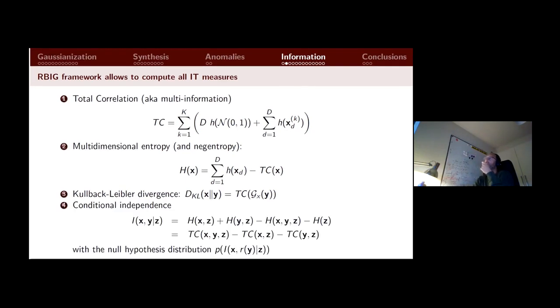And the fourth one, yes, you can also reuse the previous quantities, the TCs in particular, and reuse the standard definition of entropies to compute conditional independence. And we can use this TC to estimate the conditional independence between X and Y given Z.